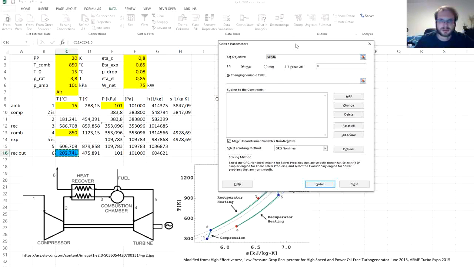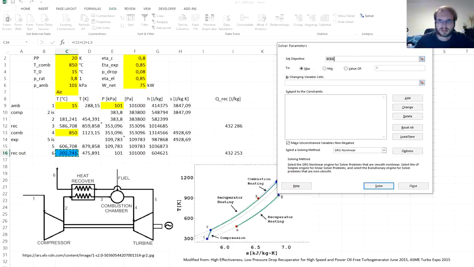So now the objective will be this cell, the amount of recuperated heat, which will be at the value of 432,286 joules per kilogram, and we will be changing this blue cell.